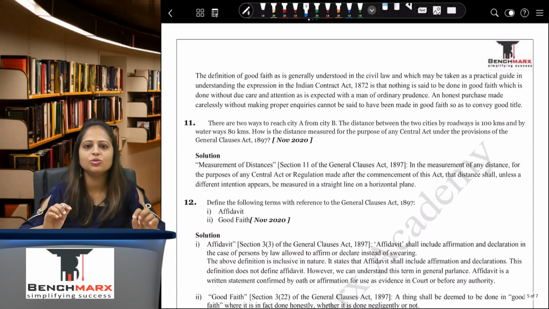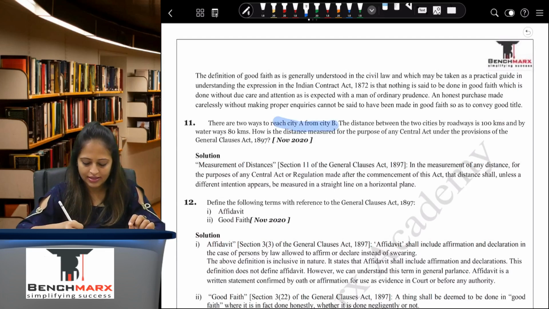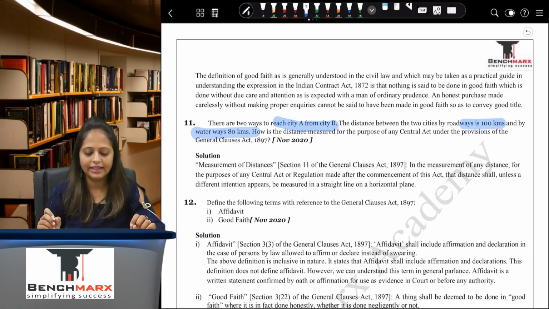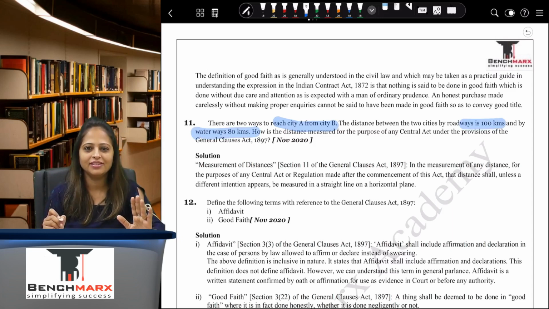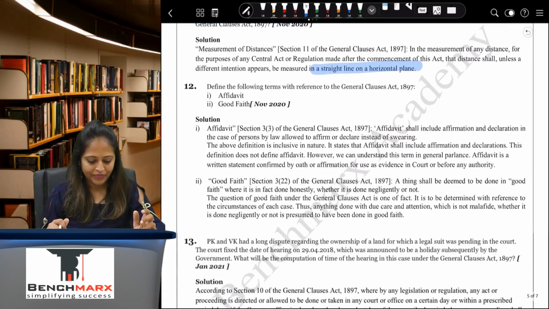There are two ways to reach city A from city B. The distance between the two cities by roadway is 100 kilometers and by waterway it is 80 kilometers. How is the distance measured under the General Clauses Act? So this is that simple clause, the smallest clause I can remember in your General Clauses Act: the measurement of distances has to be done in a horizontal plane line. So that is all you have to write, straight line on a horizontal plane.